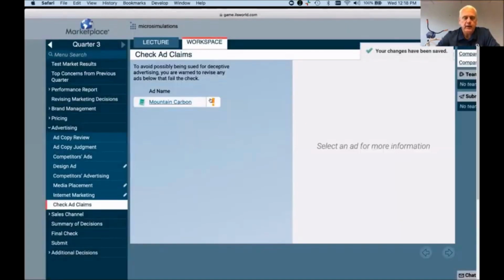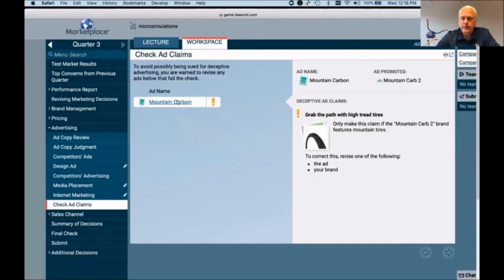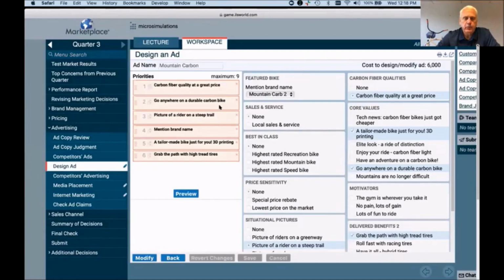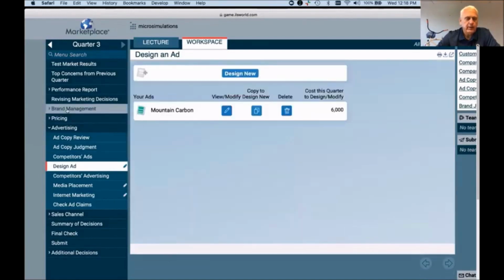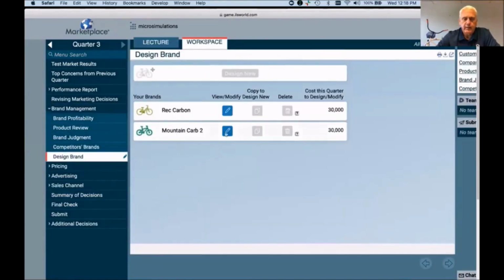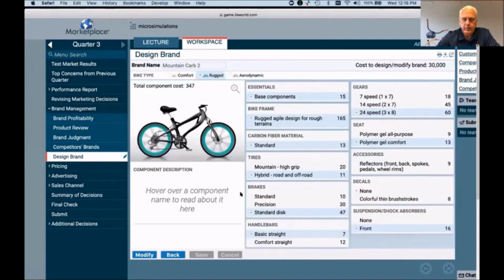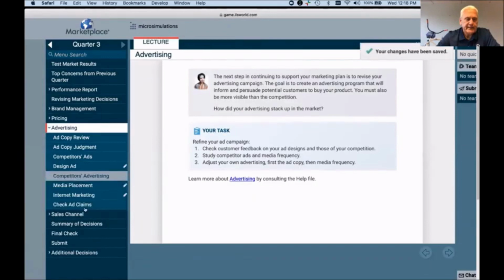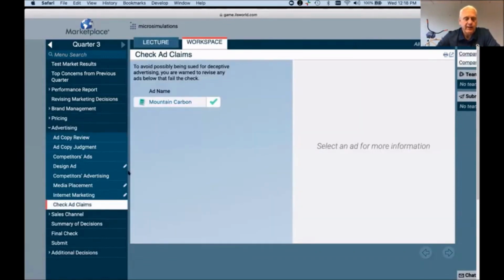Again, good error checking. I have another error here. Grab the path with high tread tires. Okay, that's not true. So I'll go back to my design, my ad, Mountain Carbon 2, and go back and design. And I thought I had picked, oh no, I guess I didn't. So this just shows you how to keep me safe. I go back to my advertising, check ad claims, voila, I'm good.